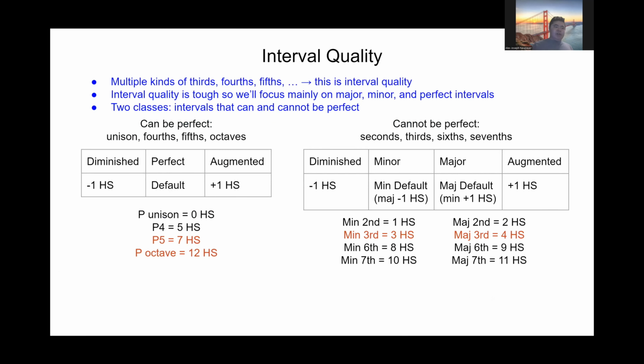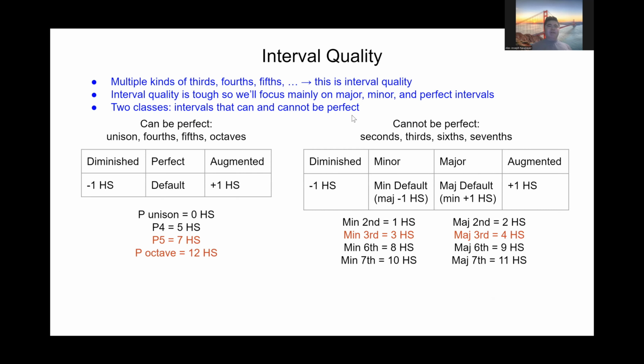So now let's talk about interval quality. There's multiple kinds of thirds, multiple kinds of fourths, and so on and so forth. Interval quality is basically asking you, okay, we know we have a fifth, but what kind of fifth do we have? This looks really complicated. It is scary, but we're going to break it down. Focus mainly on what I say about major, minor, and perfect intervals.